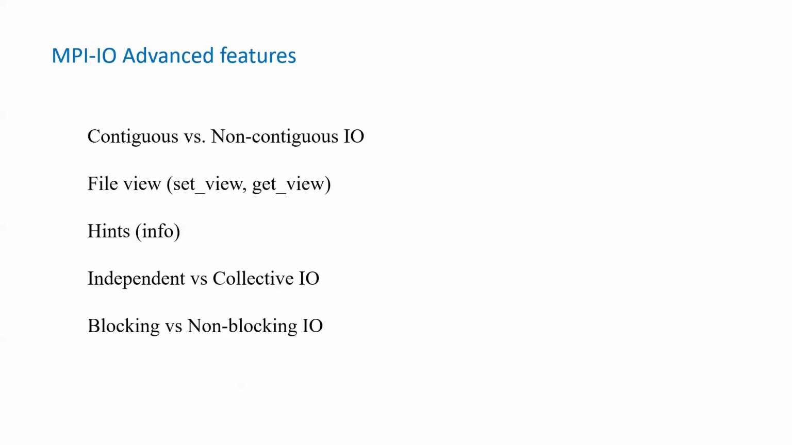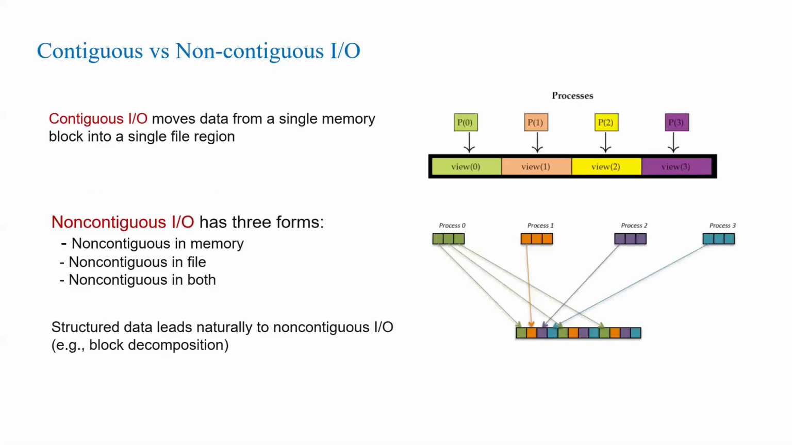So now we can move on to what we call some advanced features. Certainly we will not cover all of them, just some of them and some basics. What we'll talk about first is contiguous versus non-contiguous I/O, because on the coding side we need to decide it and then how to implement it.